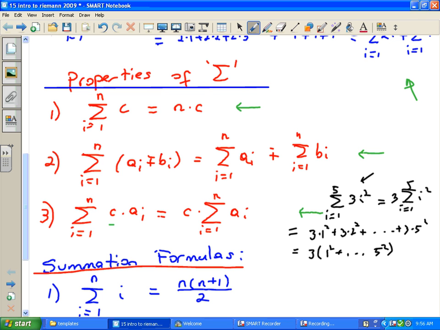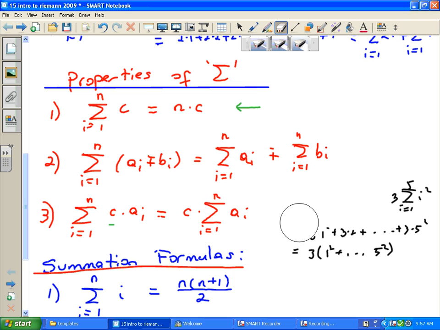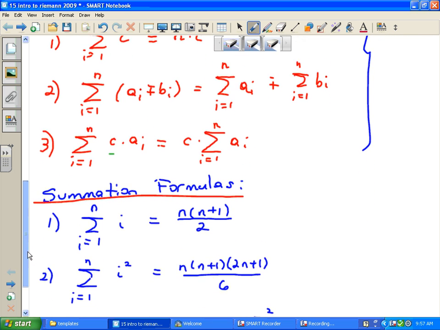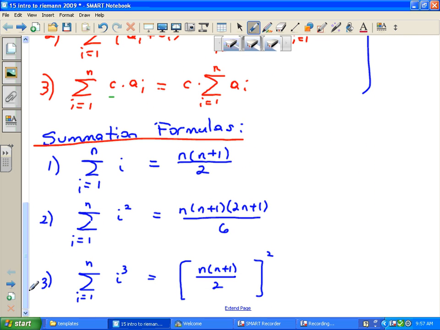Okay. Now, these were called properties of sigma. Now, I'm going to show you 3 rules. These are called summation formulas. Now, the ones that we've just learned, these are very important. You guys need to know these. The next three, you don't have to memorize them. I would give them to you if need be. And we're going to use them quite a lot today.